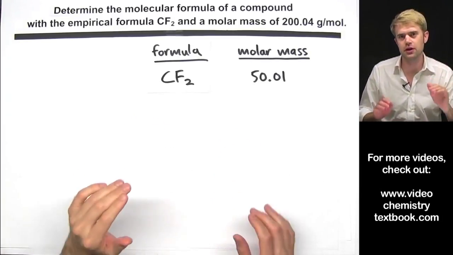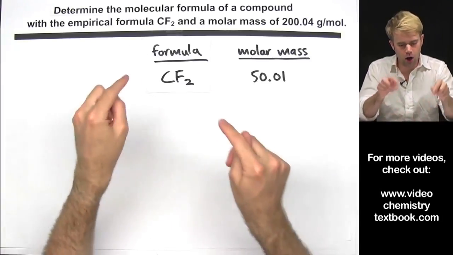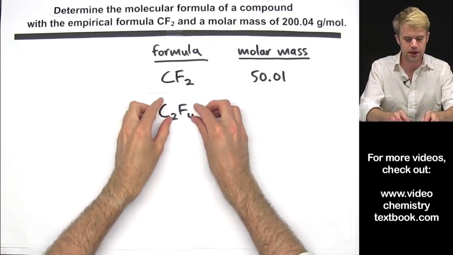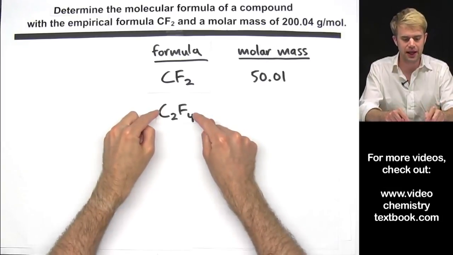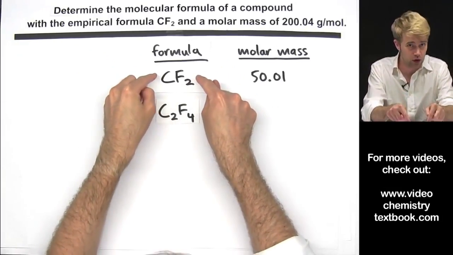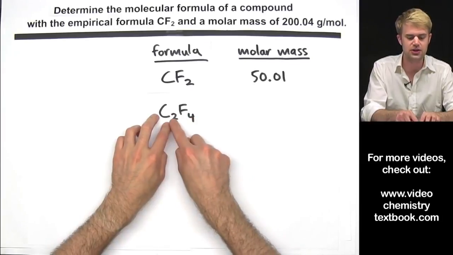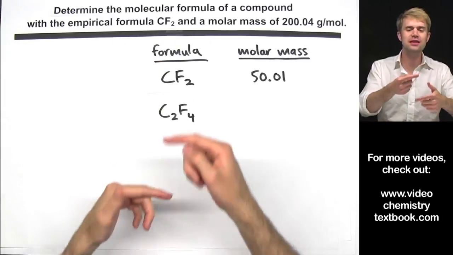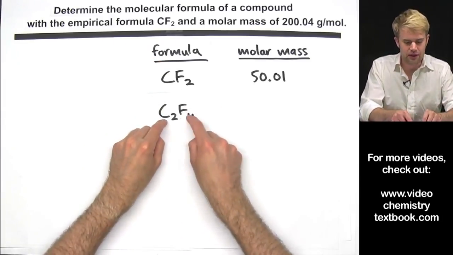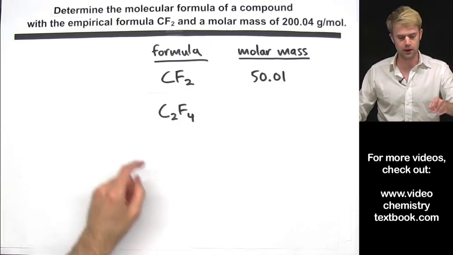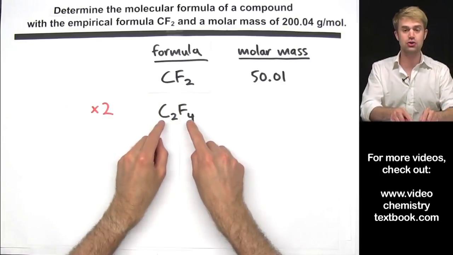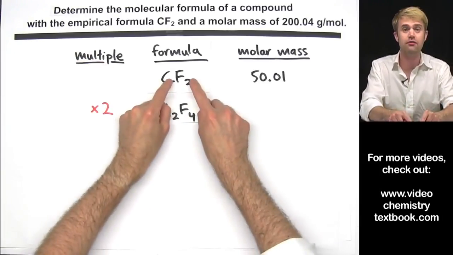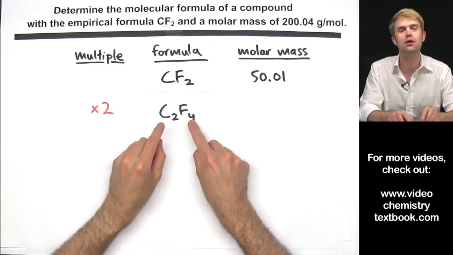Now there are a number of different molecular formulas that all have CF2 as their empirical formula. For example, C2F4 is a molecular formula that has this as its empirical formula. If we took both of these numbers and divided them by 2, we'd end up with CF2. Going the other way, we got this formula by taking the empirical formula and multiplying it by 2. In other words, this formula is a multiple of the empirical formula. We multiply it by 2 and we get this.